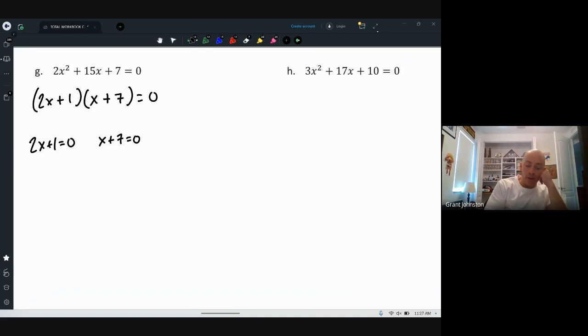This right one's a little easier. You subtract 7 on both sides. Let me just show the full work. So you get -7. On the left one, though, you've got 2 steps to do. You have to subtract the 1, so you have 2x equals -1. Then you have to divide by 2. So x is going to equal -1/2.